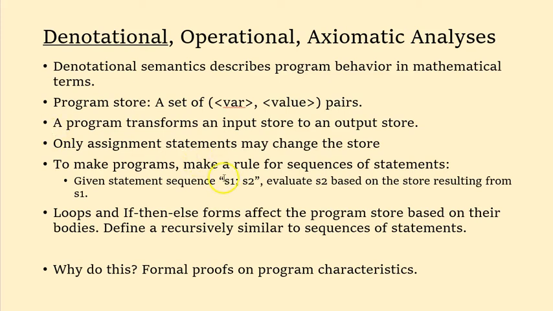And so if you say, okay, I have two statements, S1 and S2, what's the rule for that? Well, I evaluate S2 based on the store that S1 gave me. So basically, I have an initial store, S1 does something, now I have a new store. Now S2 takes that new store, evaluates it, and creates another store. And if I had an S3, it would take that store. So what we're dealing with is the notion that statements are atomic.